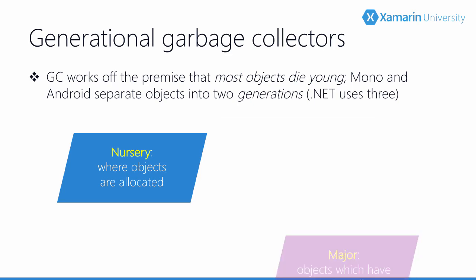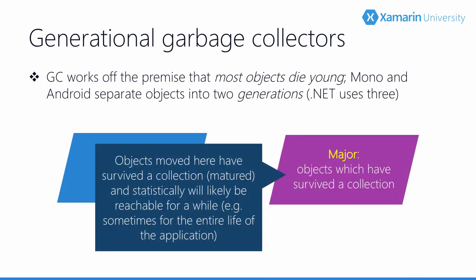The second generation is called the major generation. Again, .NET calls this Gen 1, and things that sit in the major generation are objects that have survived at least one garbage collection. And so if it survives a collection, it moves out of the nursery and it moves into the major generation. Now, the major generation holds a lot of objects, and this is actually an unbounded memory segment. In other words, as we need more memory, we just allocate more memory to hold in the major generation.